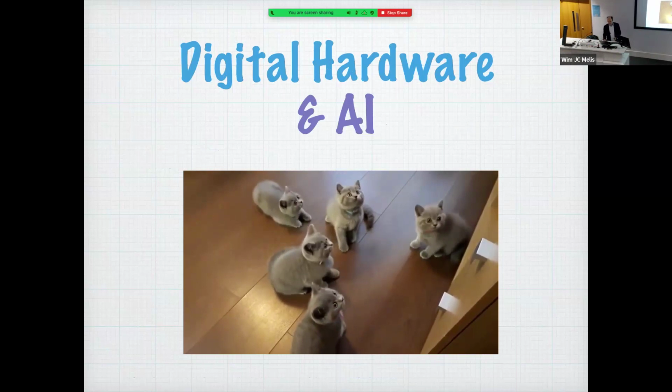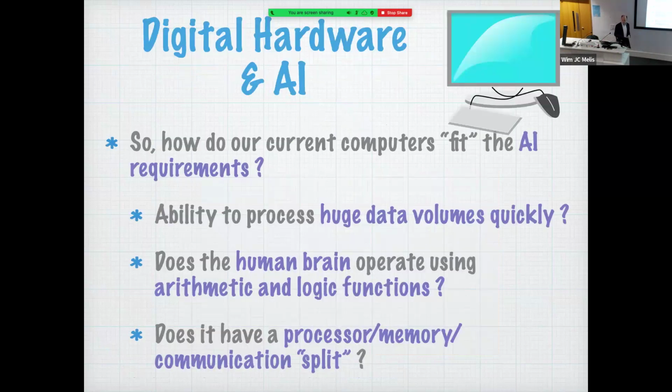So digital hardware and AI, how compatible are they? Question is, do these current computers fit AI requirements? Personally, I don't think they do. Can they deal with huge volumes of data very quickly? They're trying to, but they're not the best way to do it, right?